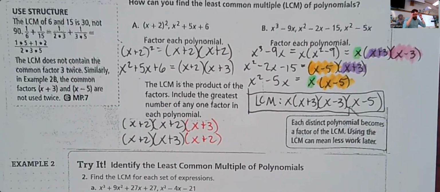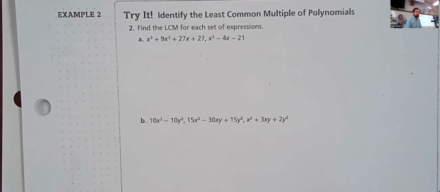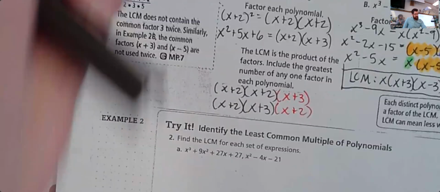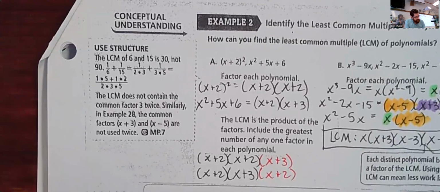All right, I want you to try A and B on your own down here. Same type of problem. So figure out the least common multiple for A and B. I'll work on it on my paper. I'll move my answer out of the way for now. Come back in a couple minutes and see what we get.